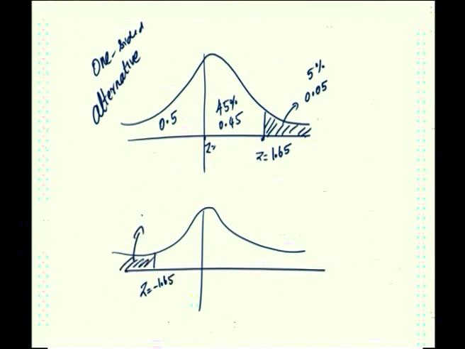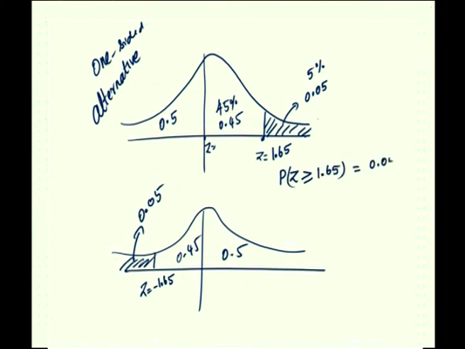This area is 0.05 and this is 0.45. This is 0.5. So, what do we say? When z is greater than, that is we write here it as P of z greater than or equal to 1.65, the probability value is 0.05. Similarly, when z is less than or equal to minus 1.65, the area is 0.05.